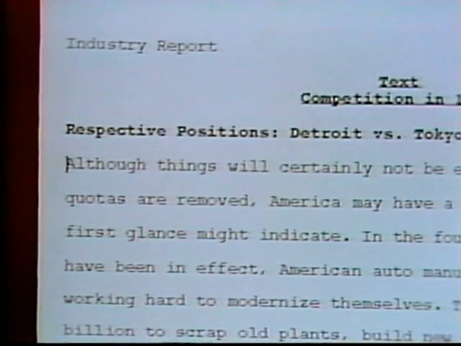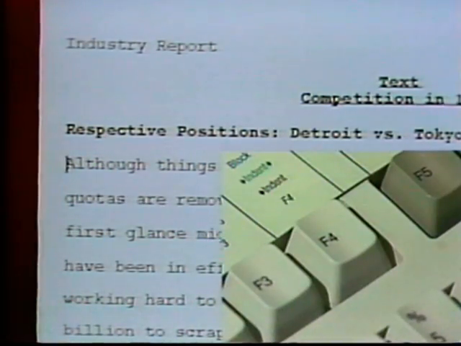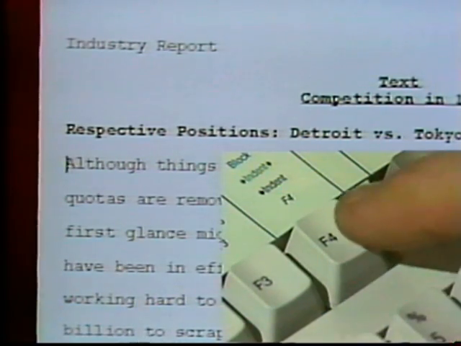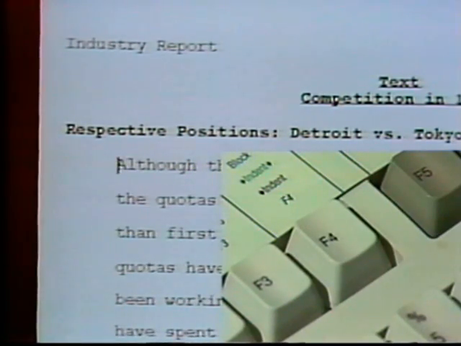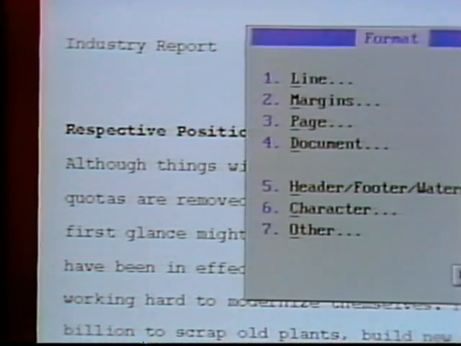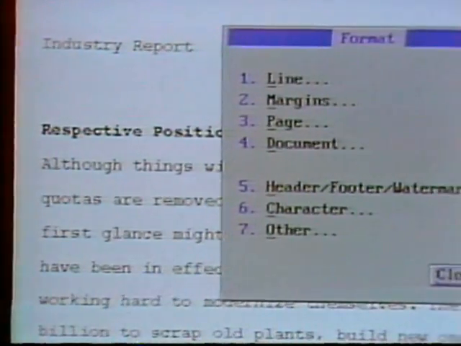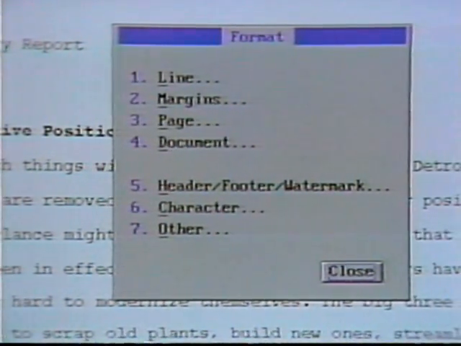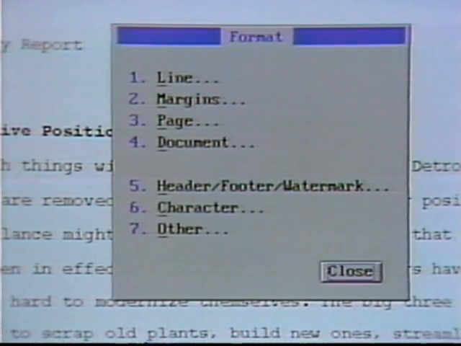Next, we'll show how to indent text. Press F4 for indent. This indents the entire paragraph. To indent just the first line of the paragraph, press Shift F8 for Format. Then in the Format box, press 2 for Margins.